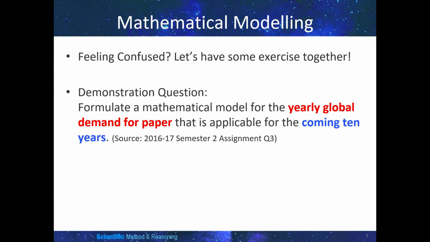The 7 steps of formulating a good mathematical model may be a bit vague, so it's best to have some exercise together. We will now work on a demonstration question. Formulate a mathematical model for the yearly global demand for paper that is applicable for the coming 10 years. Here, the keywords are already highlighted for you. We're finding out the global demand for paper, and the time frame is the coming 10 years.